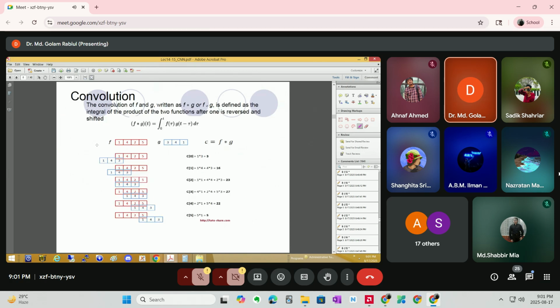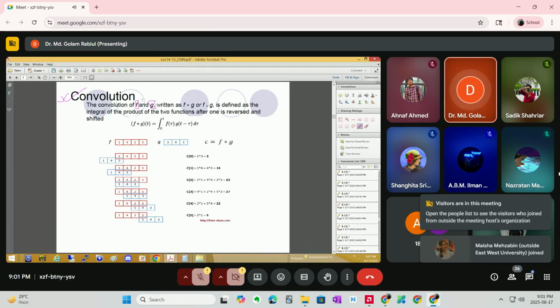Now we have to understand the convolution operation. Specifically, the convolution operation we have to perform between two functions, that is f and g.